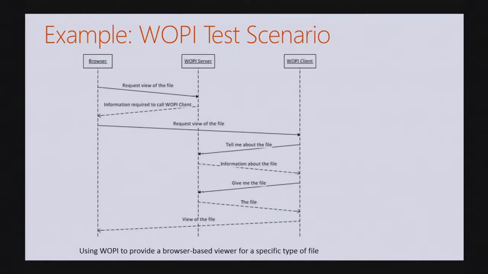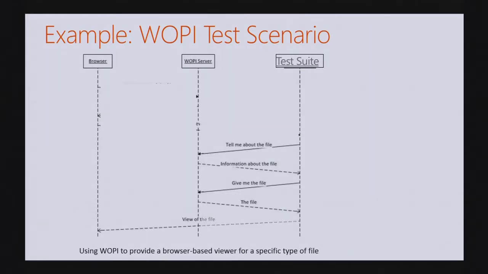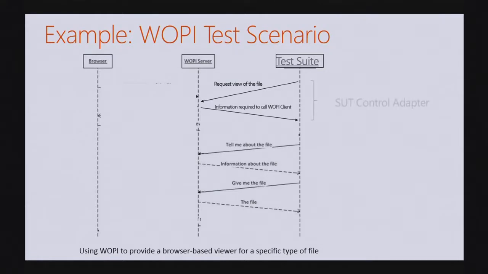Our test case is the WOPI client. And how to request view of the file? We remove the browser and let the test case send out this message. The test suite will send out the request view of file. And after the server responds with the information, the test suite will use this information directly to send out to the WOPI server to tell me about the file, get the information, and give me the file.